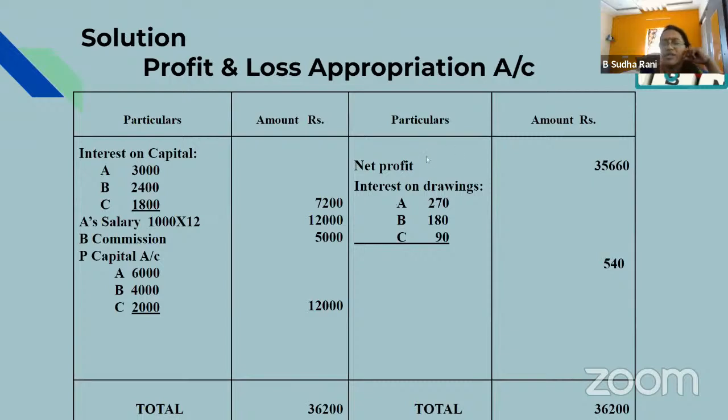Profit and loss appropriation. Net profit. Actually, you are supposed to write profit and loss appropriation. Sorry, P&L account, in brackets net profit. It is the printed one, I think. I didn't make it. I only made a.